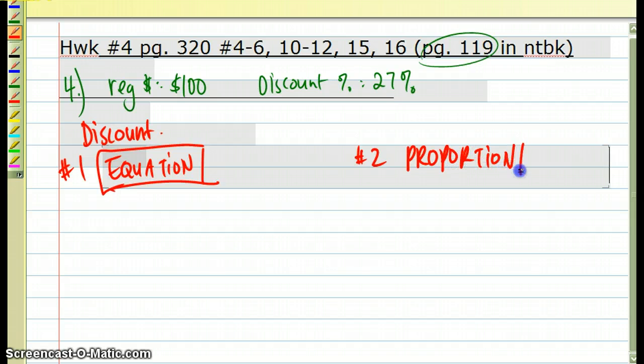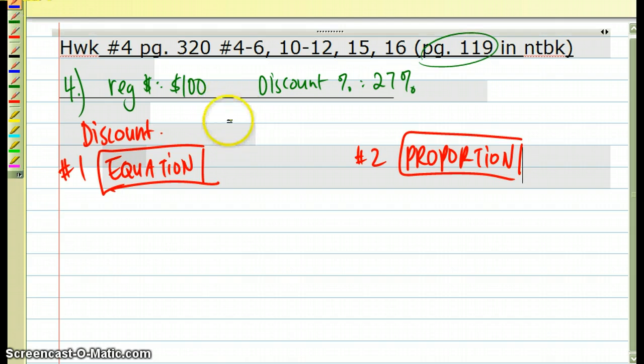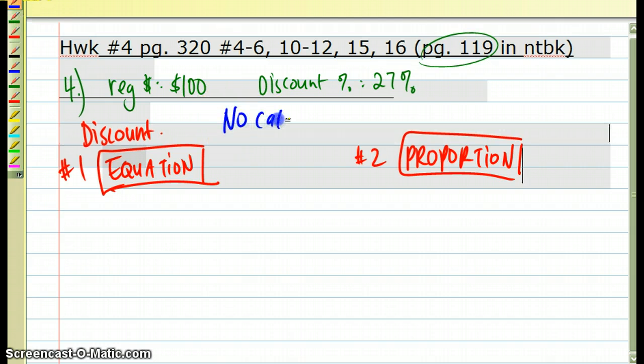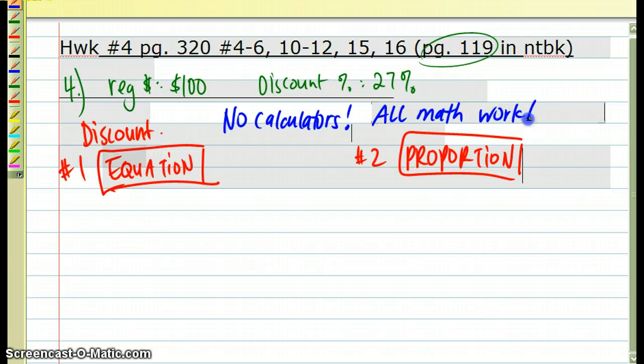And so whichever method you might prefer, you can use either or. What you are not allowed to do tonight for your homework is use calculators. If you want to just use it to check your answers, that's absolutely fine. But I want to see all your math work, meaning everything that you're multiplying, anything you're dividing, or decimals you're adding or subtracting. I really want you to practice that.